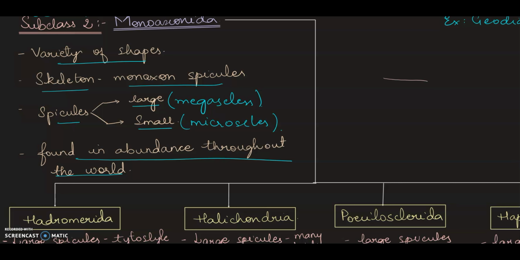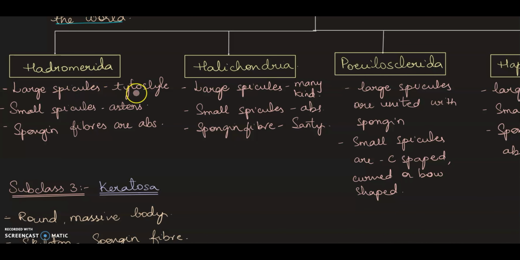So talking about the first order, that is Hadromerida. The large size spicules of Hadromerida are tylostyle. Tylostyle means they are all of equal size with a knob on their tip. So usually Hadromerida's large spicules are of tylostyle type, that means they have a knob over their tip. Small spicules, if present, are like asters. Asters means they are star-like, and spongin fibers are absent.